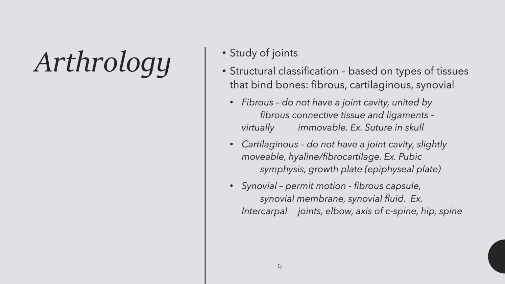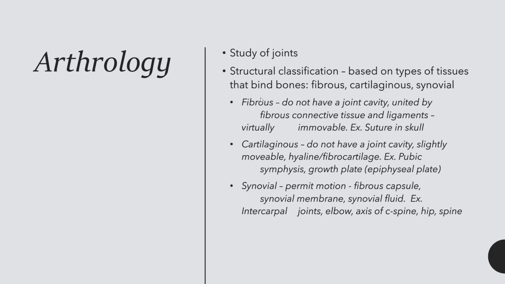Arthrology is the study of joints. Arthro means joints, ology is the study of. So we do need to know some basics about joints and what those mean. Joints are just when two bones come together. Sometimes you might hear me say that they articulate, and that just means that the bones are connected, and that's via a joint. There's three main types of joints: fibrous joints, cartilaginous joints, and synovial joints.